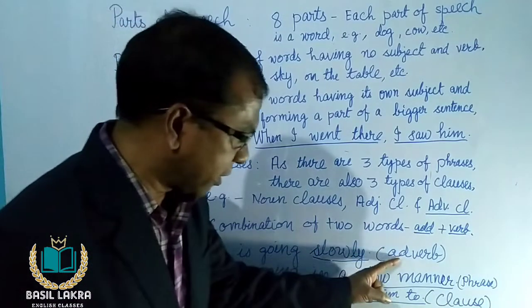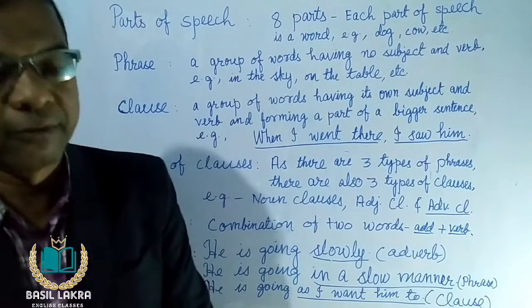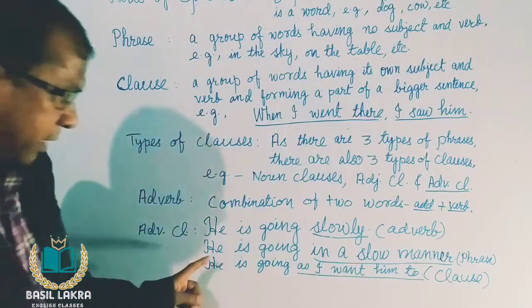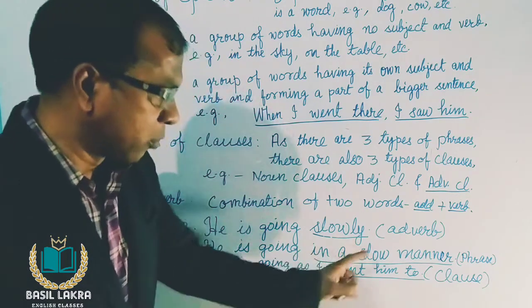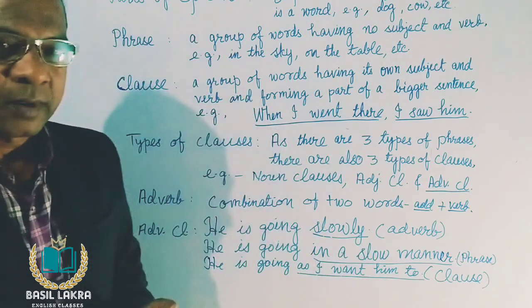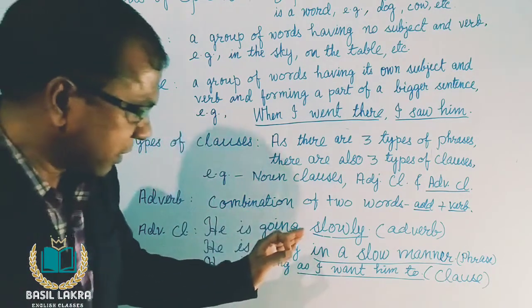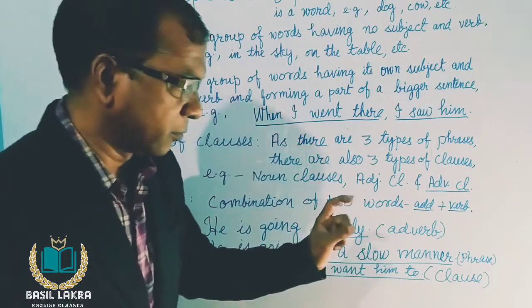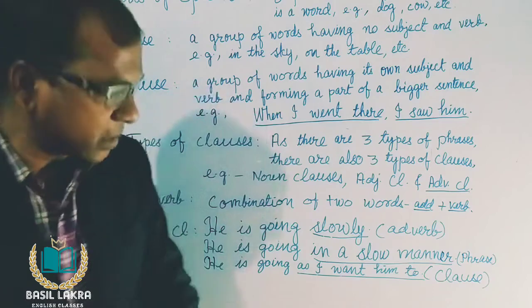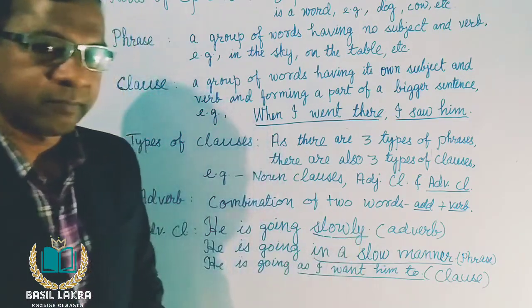Now, if it is a word, let's try to change it into an adverbial phrase. He is going in a slow manner. In a slow manner is a phrase. What function does it do? This in a slow manner, which is a phrase, does the same work as slowly, which is an adverb.